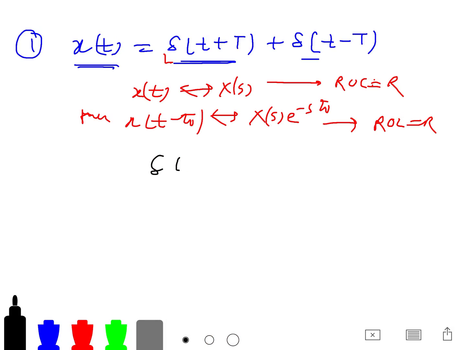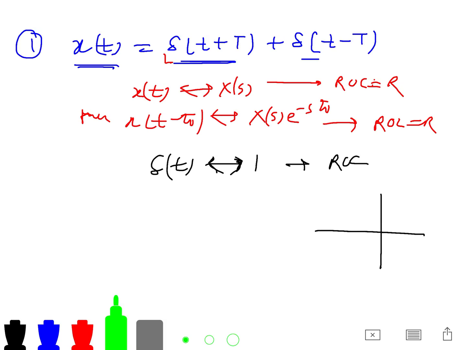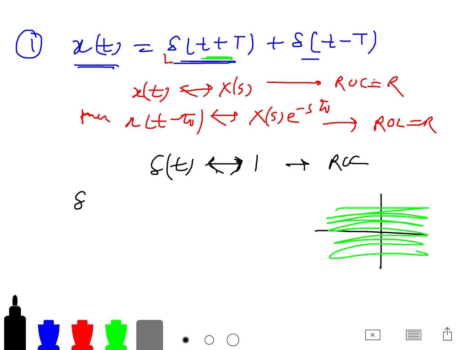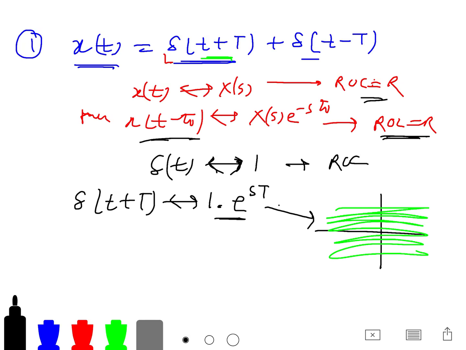As you already calculated the Laplace transform for the delta(t) function, it is 1, which means it is independent of s, and the ROC will be the entire s plane. If you draw it in the s plane, the entire s plane is the ROC for the delta(t) function. Now you have to find the Laplace transform of delta(t + T). Using this property, it will be 1 multiplied with e^(sT). There is no change in the ROC. The ROC will remain the same for this also.